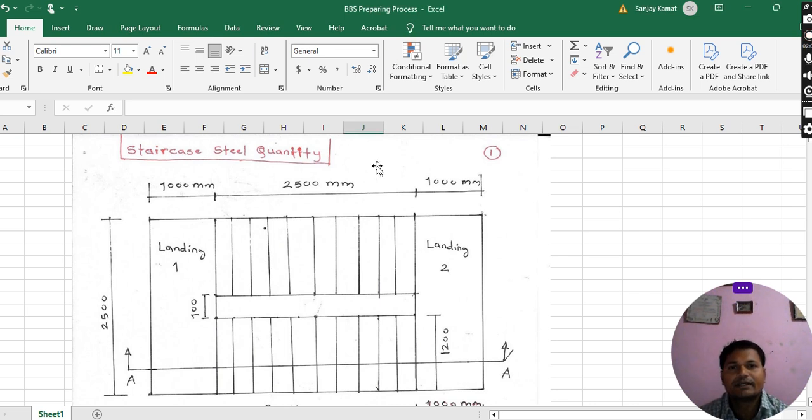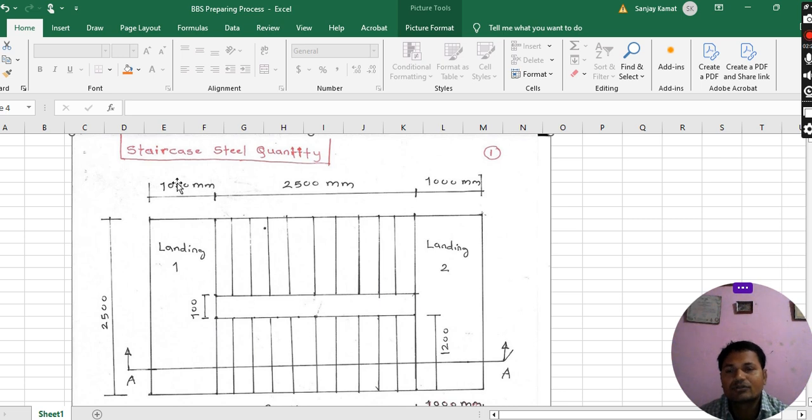In a staircase we have two things. One is the riser, another is the tread. The beginning of the staircase is landing one, and the ending of the staircase is landing two. One by one I am going to explain. As you can see in the figure here, better you follow my mouse cursor so that you can easily understand.